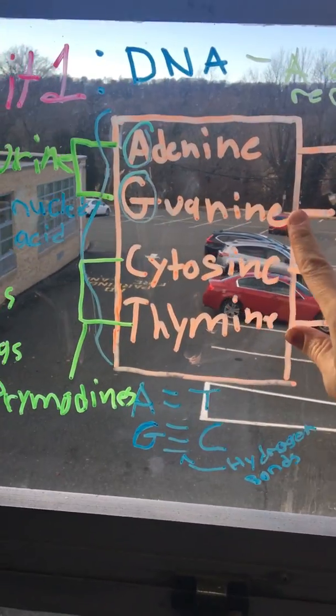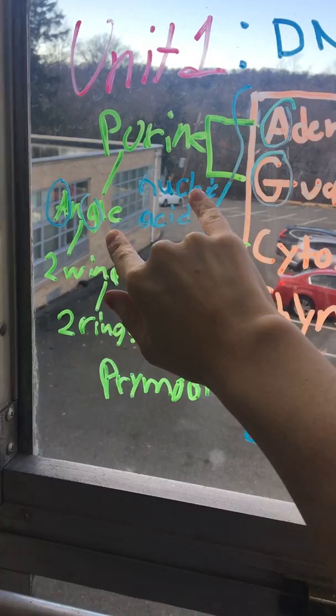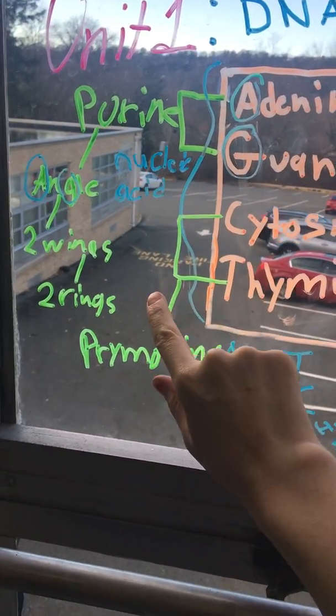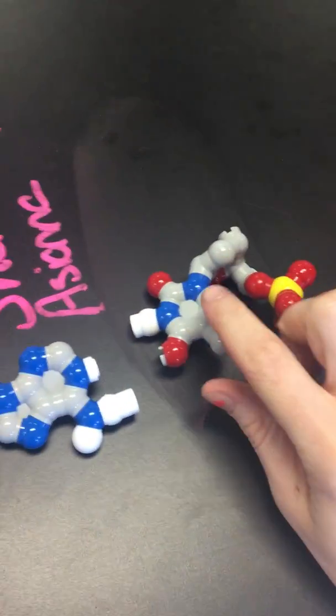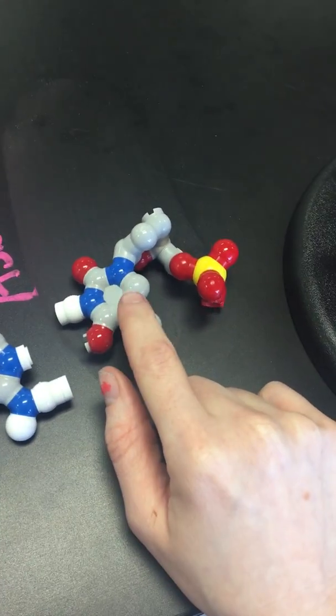So A and G are called purines. I told you to remember it because angels are pure and they have an A and a G. Angels also have 2 wings. Purines have 2 rings. So you'll see this molecule here has 2 carbon rings, whereas this one only has 1. So this one has 2 carbon rings, which makes it a purine. This one only has 1 carbon ring, so it must be a pyrimidine.